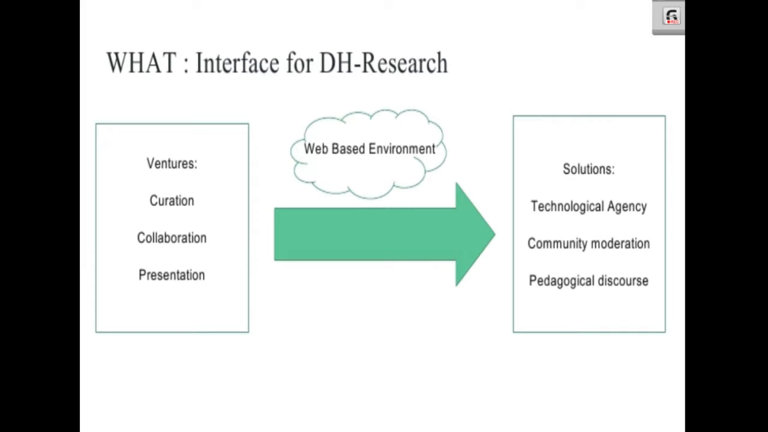So as we see, what is this electronic space that I'm talking about and the interface for digital humanities research? We want to specify certain requirements, and we've come up with three ventures, which is curation, collaboration, and presentation, and corresponding solutions for each of these ventures.